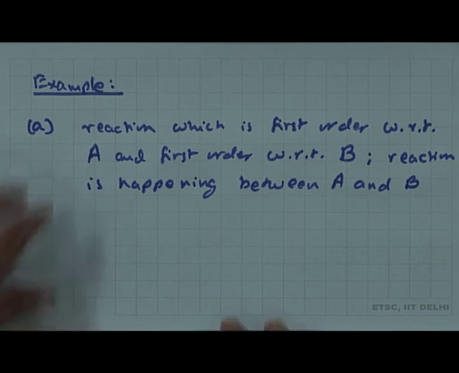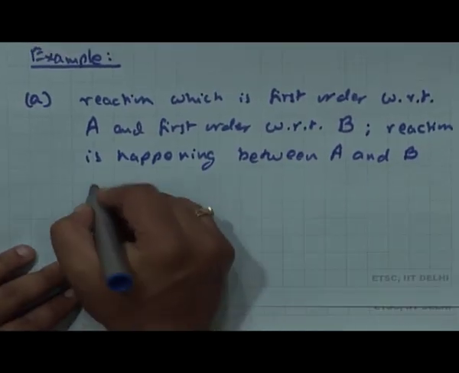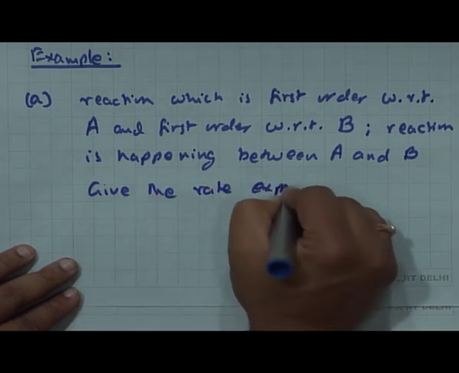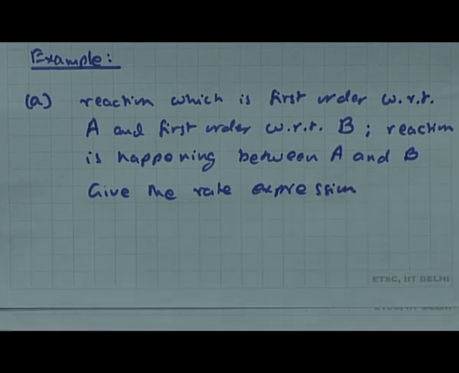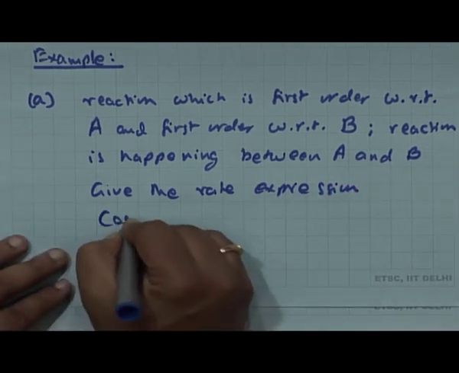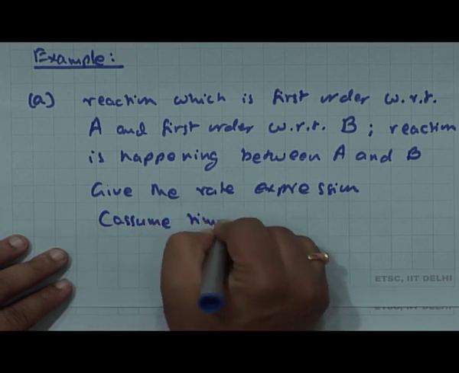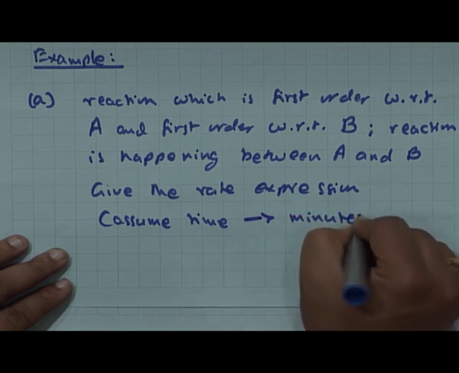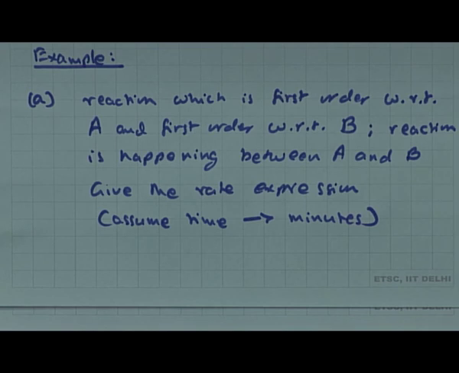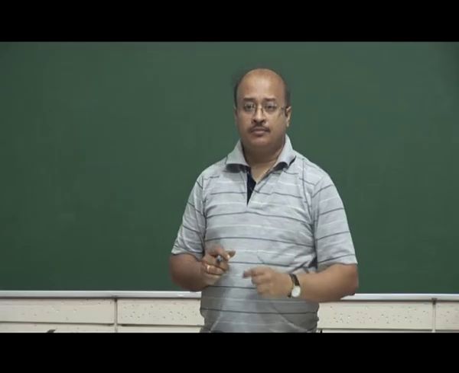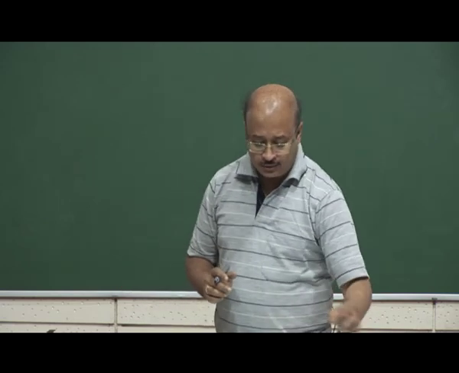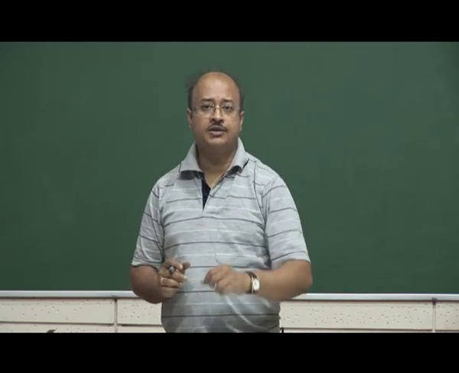So, now what you are being asked is to give the rate expression for this, and you can assume time to be expressed in minutes. Okay. So, you have said that there is a reaction between A and B, the reaction is first order with respect to A, first order with respect to B, and the unit of time is minutes. Okay. So, this will be the last thing I am going to discuss in this class today.